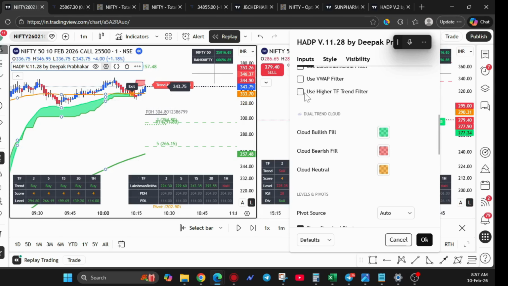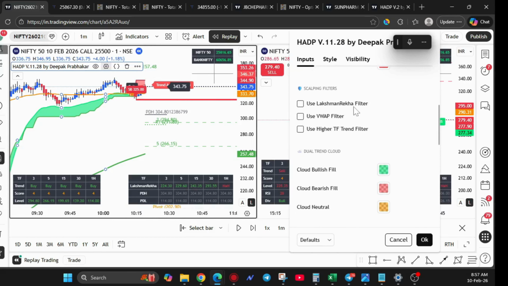Let me remove this. Let me use the VWAP. Okay. See, it just came back the moment I removed it, right? Let me use the VWAP filter and see. Now if I use the VWAP, it is still showing because this candle has closed below the VWAP.